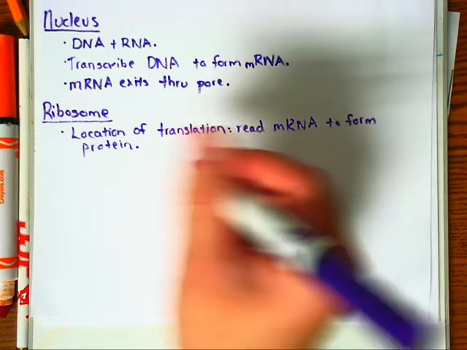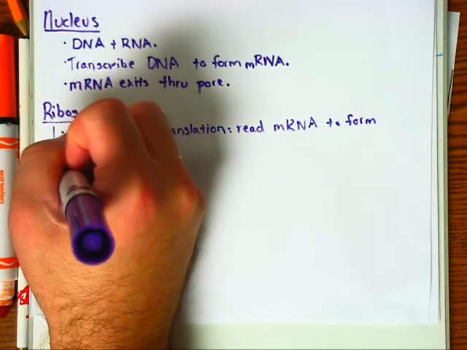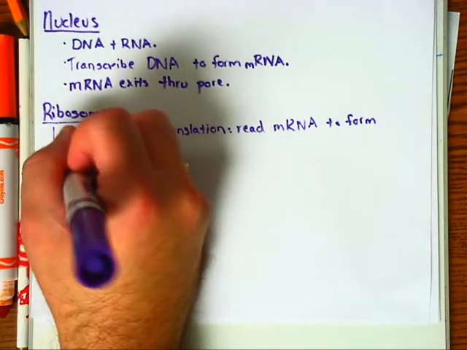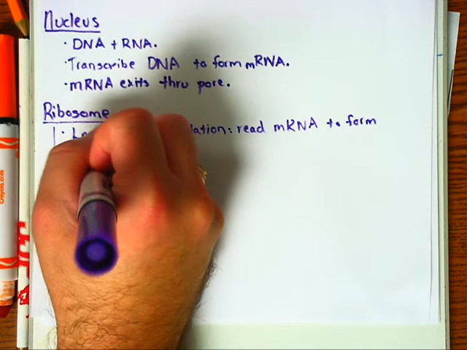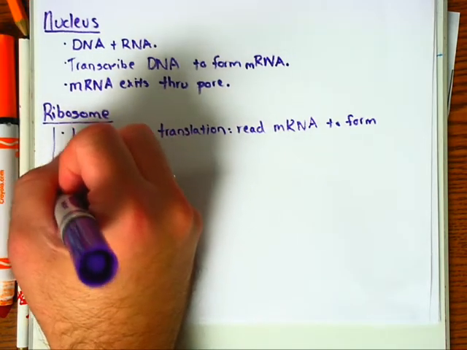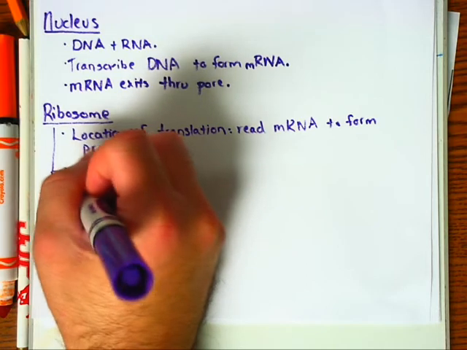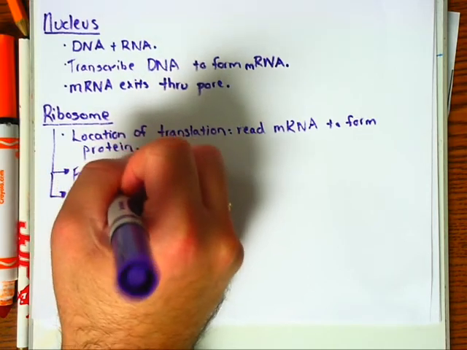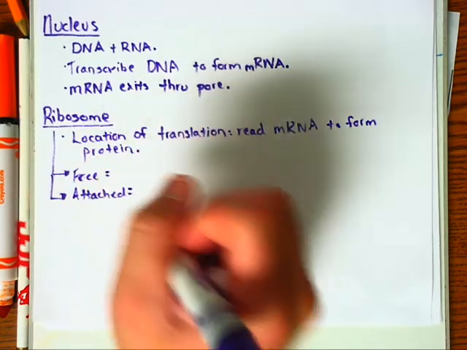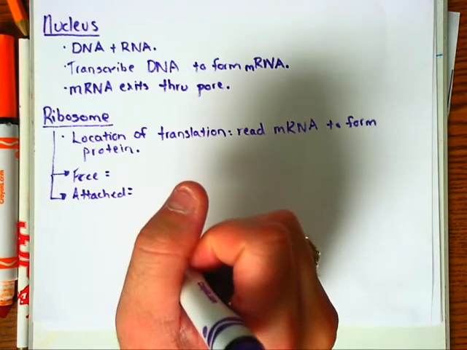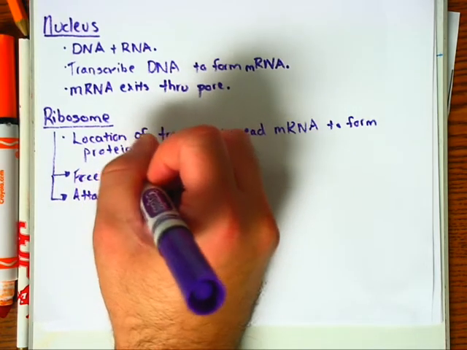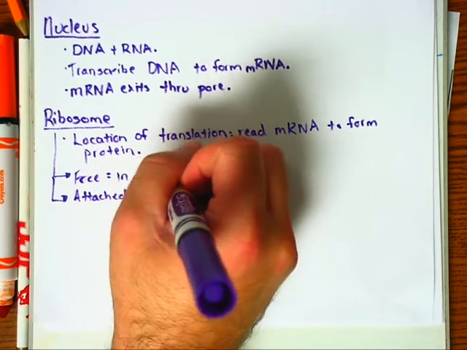Now the ribosomes could be found in two different locations. Sometimes they are free, and sometimes they are attached. Why the term free, why the term attached? What are we going with here? Free is in the cytosol, attached is to the ER.